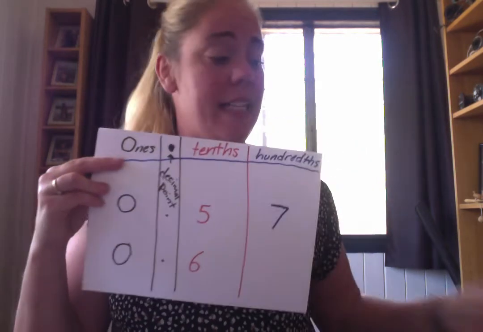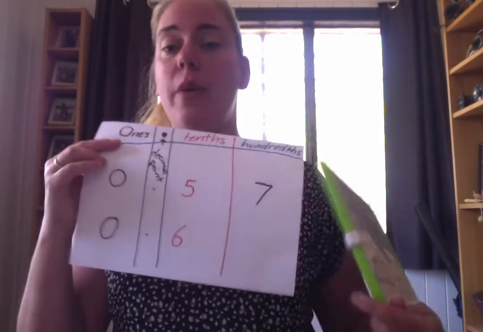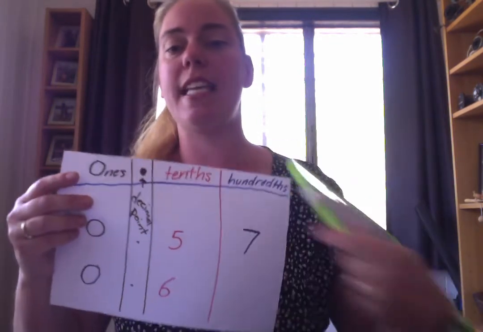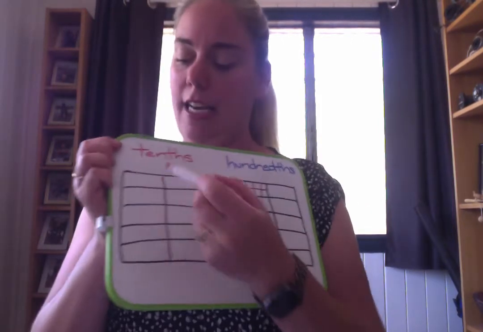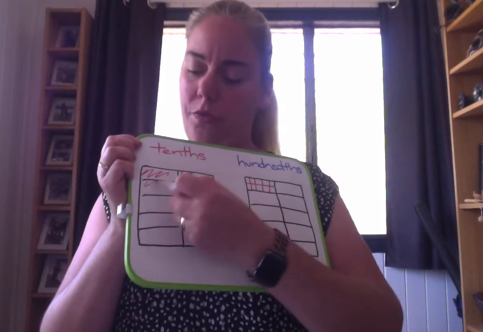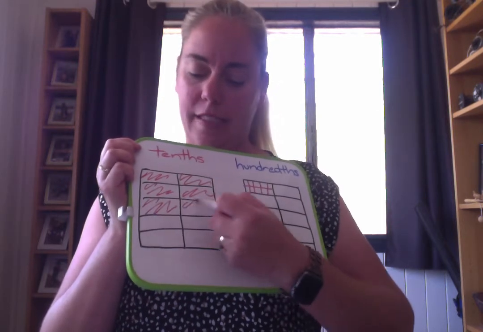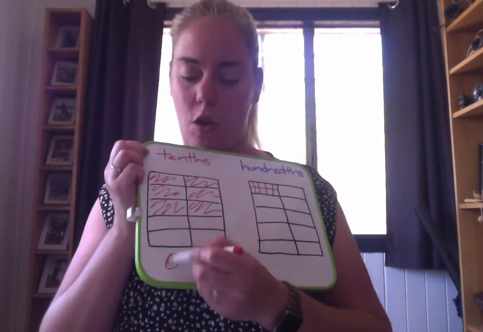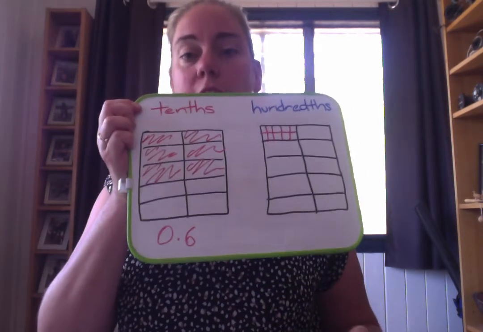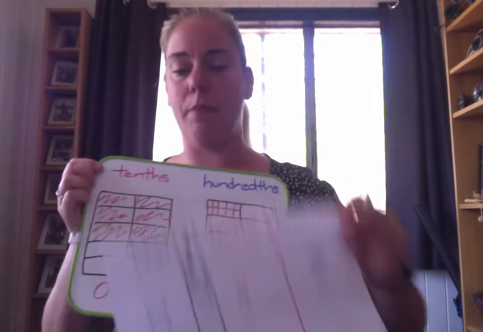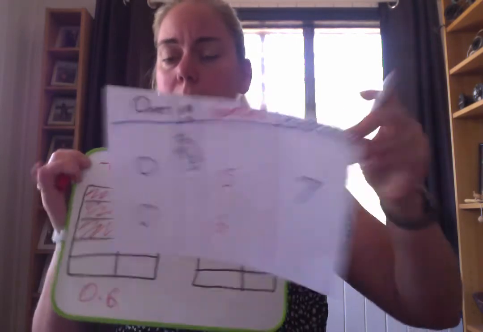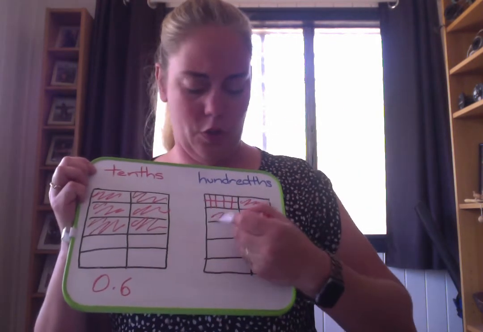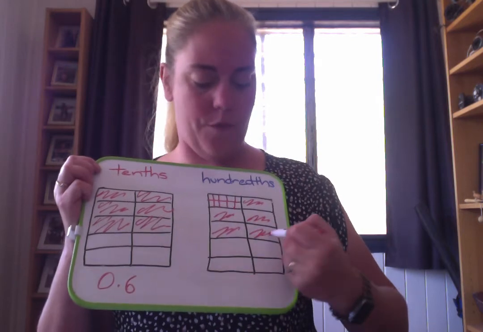If we were to place these on a chart, let's do our 0.6 first. We would need to colour in 6/10, remembering that there are 10 tenths in a whole. So we go 1, 2, 3, 4, 5, 6 parts out of our whole. 6 out of 10. If we look at our next number, we only need 5/10 coloured in. So let's colour them in. 1, 2, 3, 4, 5.